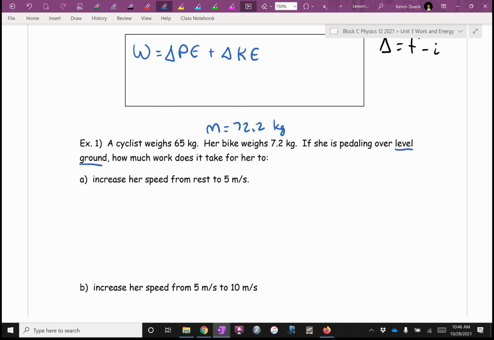Okay. I used to make the kids memorize this one. I don't anymore. Work is going to be the change in potential energy plus the change in kinetic energy. Now, how can you have a change in gravitational potential energy? There has to have been a change in height. What two words did I underline? Is there a change in height? So what's the change in potential energy as a number exactly?